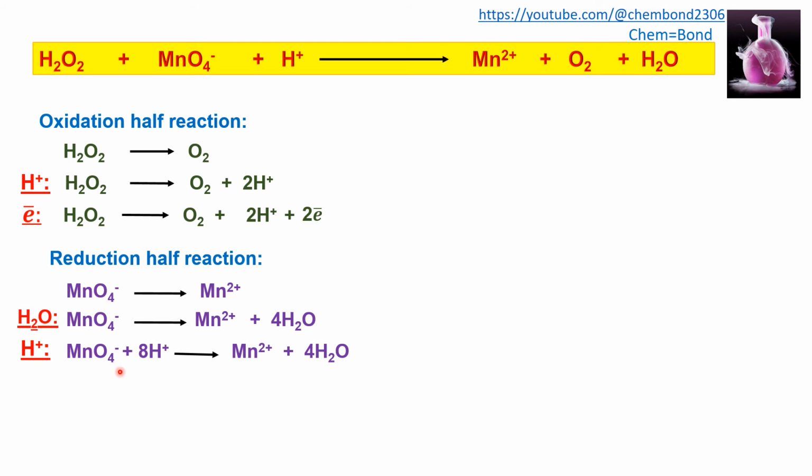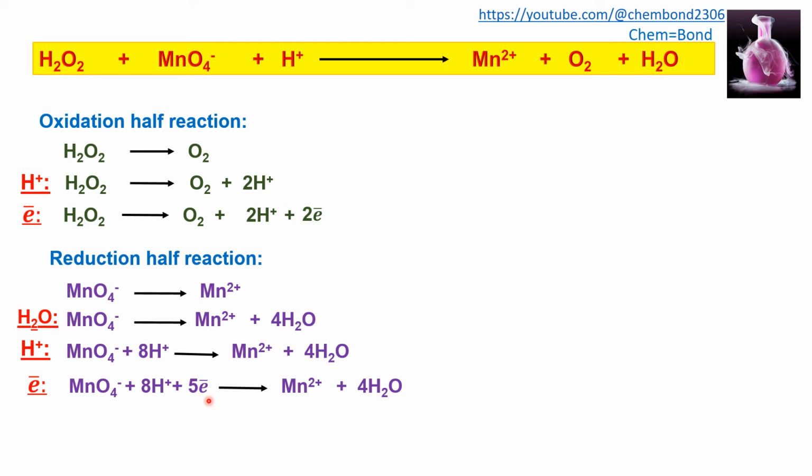Now we will balance the charge. If we look at this side, here is plus 2 and here is 8 plus and 1 minus over the permanganate ion, so it will produce plus 7. So plus 7 will be converted to plus 2 by adding 5 electrons. These 5 electrons will convert this whole side into plus 2 and it is plus 2 also.